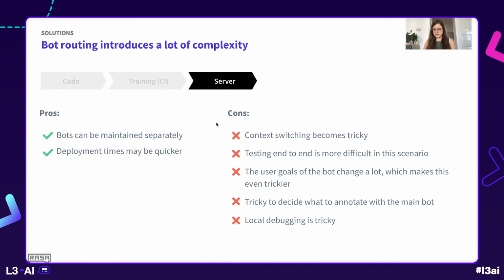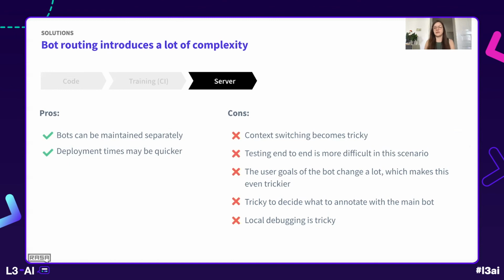But with that comes a lot of disadvantages. Like I already mentioned, context switching is going to become quite tricky. In the second bot routing option, it's not really possible at all because you just assume the user is going to finish their user goal. In the first option, it is possible, but it's very error prone because you have to decide how you're going to handle a bunch of different things. Like, do you pass on the conversation history from one bot to the next or not?